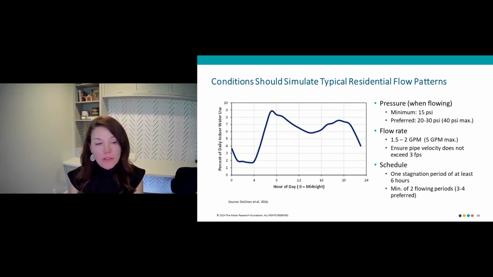So the number of periods can range. We saw anywhere between 1 and 6 in the case studies that were documented, with 2 or 3 most common, and typically having at least one longer stagnation period of 6 hours where you can then capture water quality samples from those individual test pieces, which I'll talk about coming up.